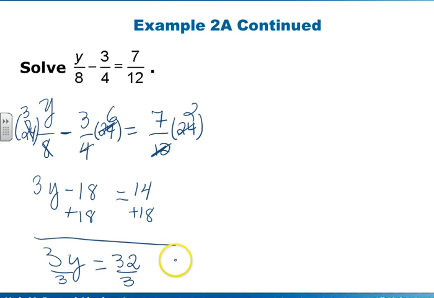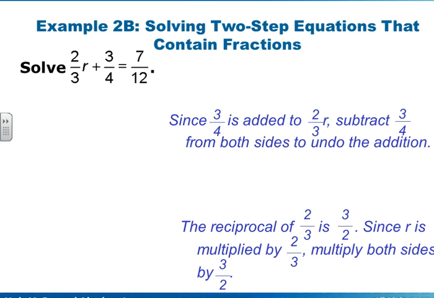We can leave our answer like this, or we can change it from an improper fraction to a mixed number. Alright, so that's how we get rid of the fractions, by multiplying everything by the LCD. Here is another one. Let's do one more example.